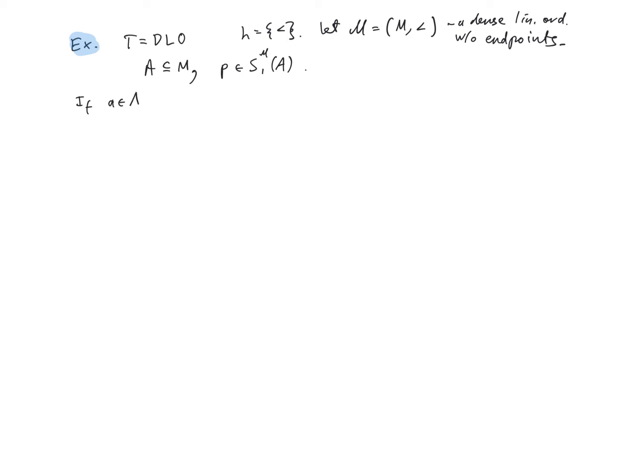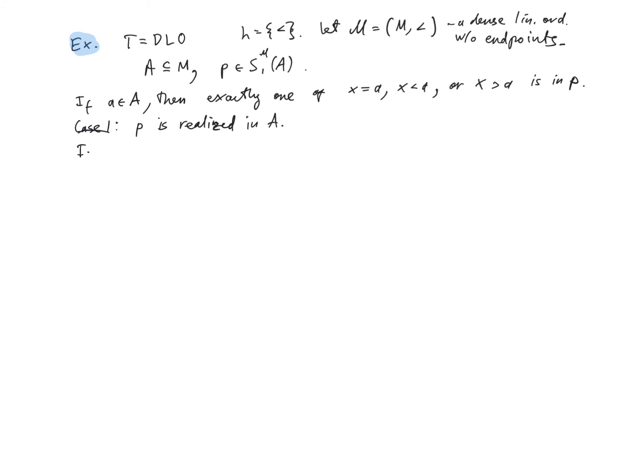If a is an element of A, then because we assume that P is a complete type, we have that exactly one of the formulas x is equal to a, x is less than a, or x is greater than a has to be in P. So in the first case, P is realized in A, which simply means equivalently that the formula x equals a is in P for some a in A.